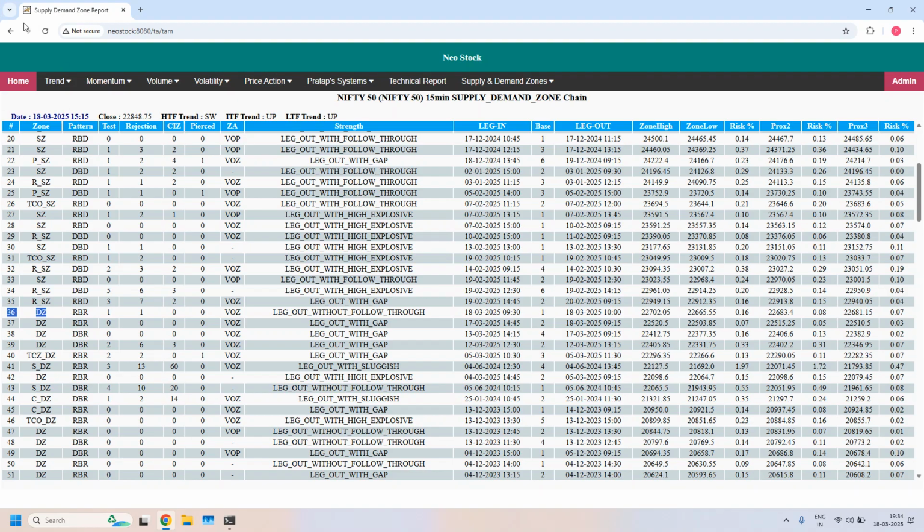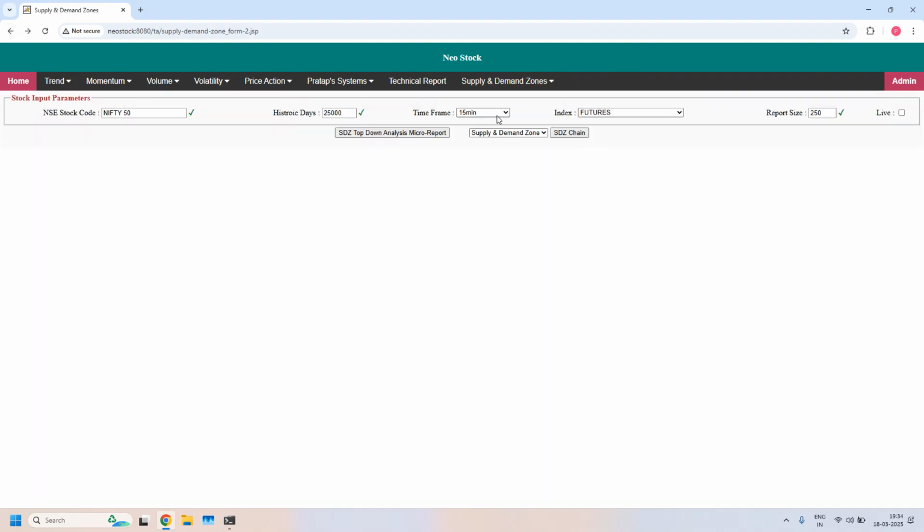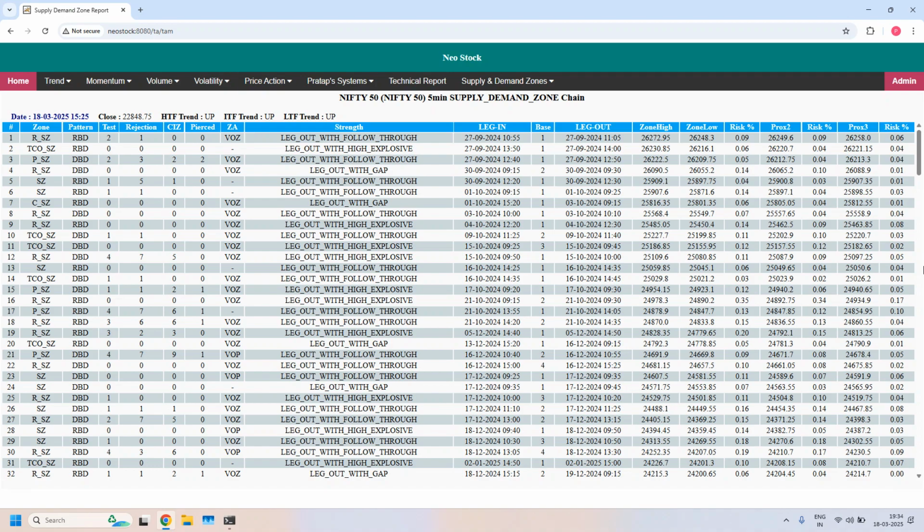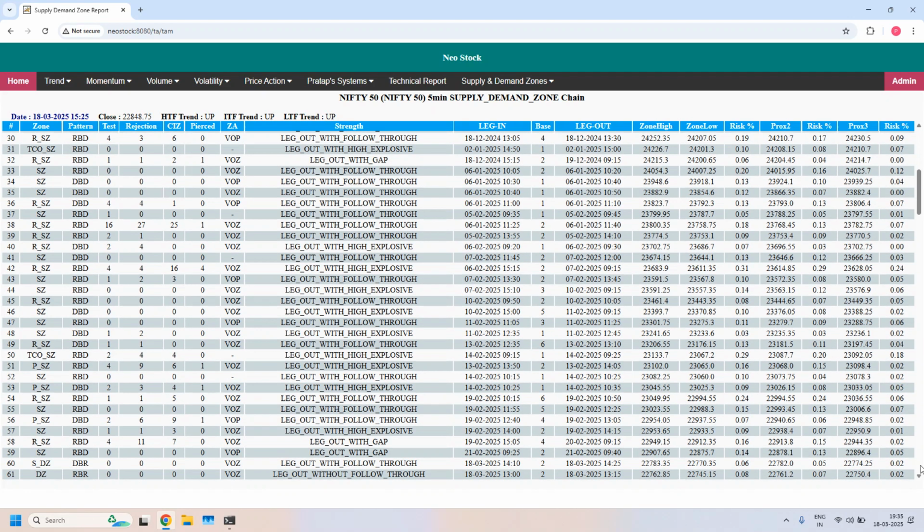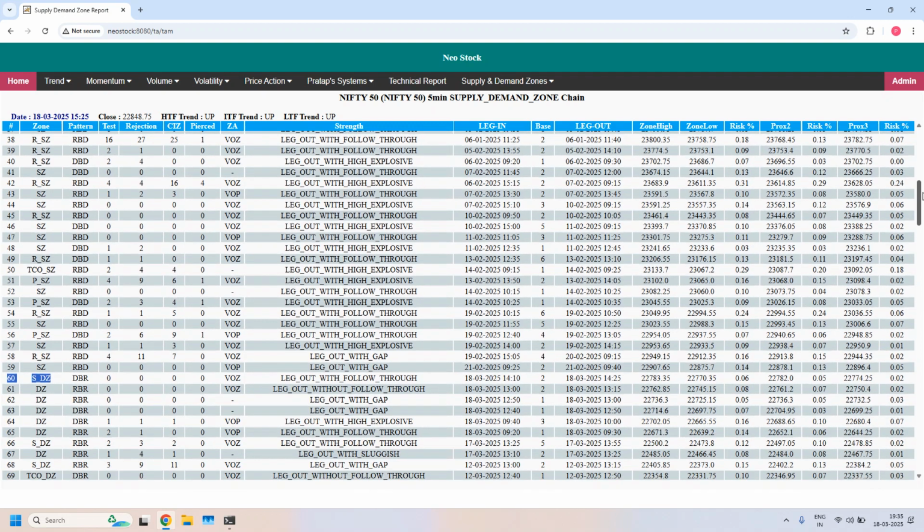Okay, next, 5 minutes supply demand zone chain for Nifty. So all are supply zones. I'm scrolling the list down. And 60 is the nearest demand zone to the current closing price. So let me keep it in the middle.